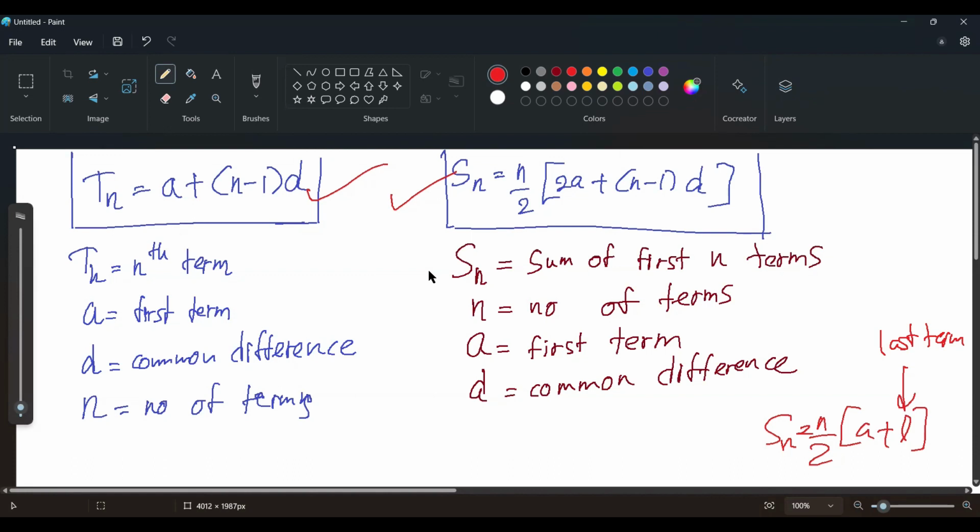They will not provide these equations, so don't expect that. I tell you again and again: when you write the equation, they will give marks. Only writing the equation gets 1 mark. When you substitute the values, another 1 mark.